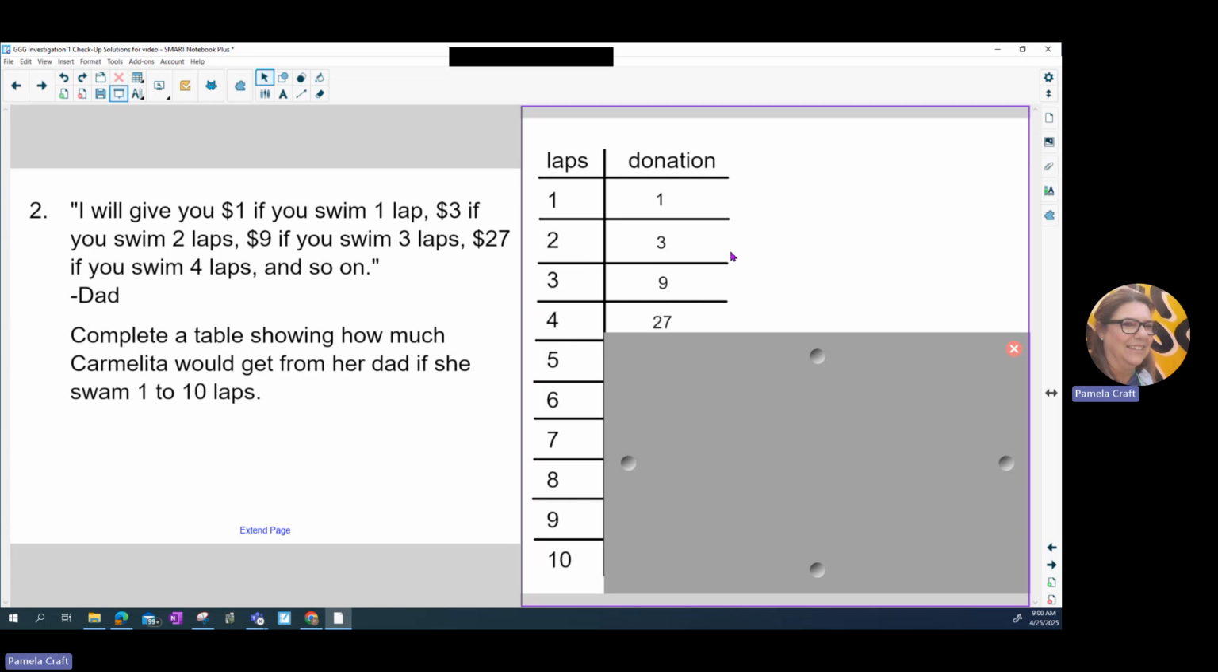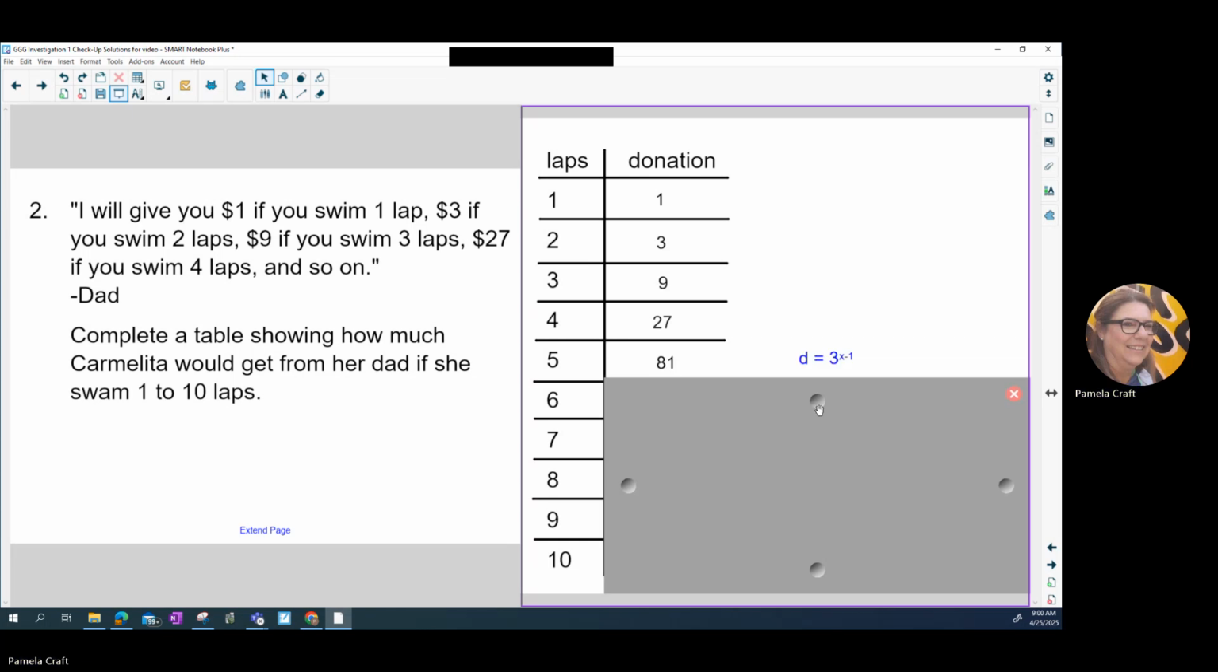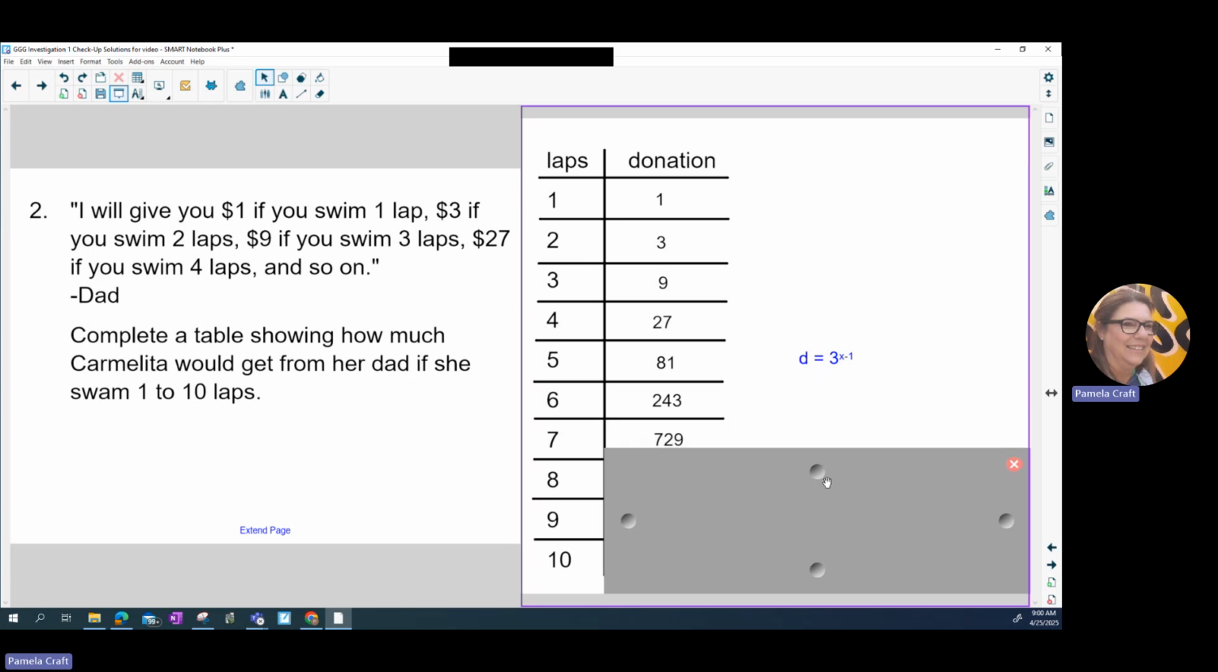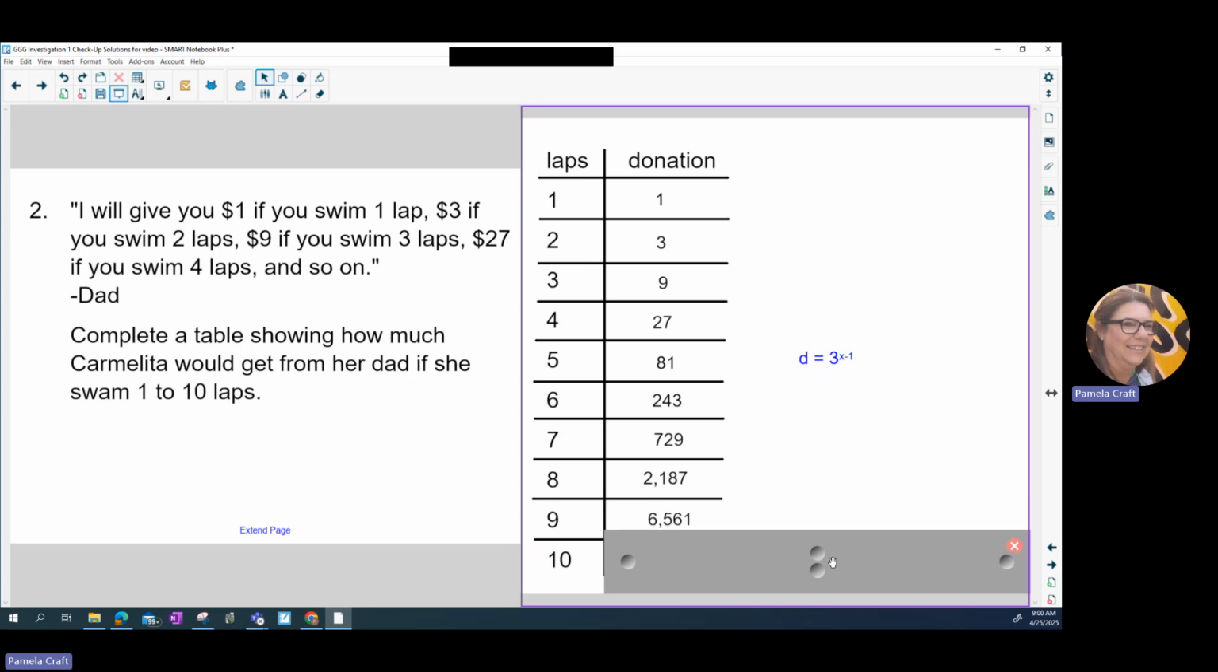1 times 3 is 3. 3 times 3 is 9. 9 times 3 is 27. And I'm just going to continue to multiply by 3. 27 times 3 is 81. Times 3 is 243. Times 3 is 729. 2187, 6561, and 19,683. I actually put my equation in there because we're going to come back to that a little bit further down the road. We'll use that equation.